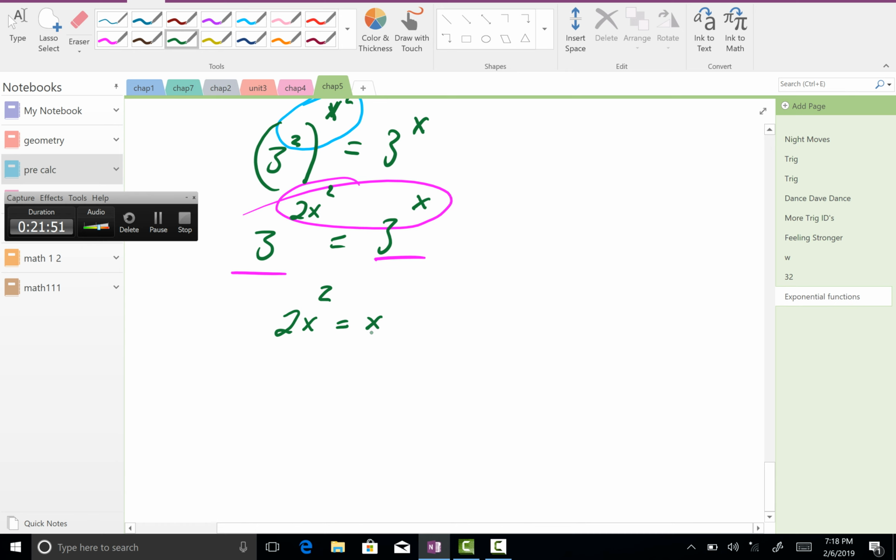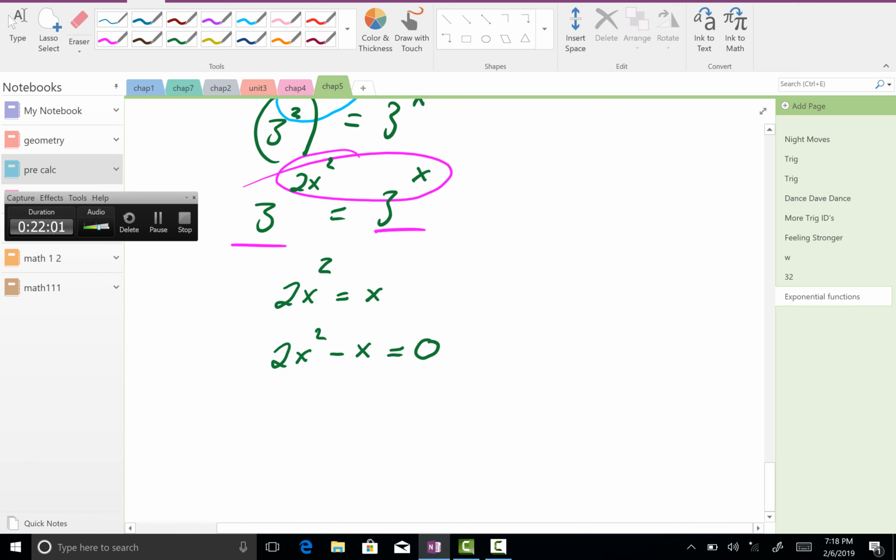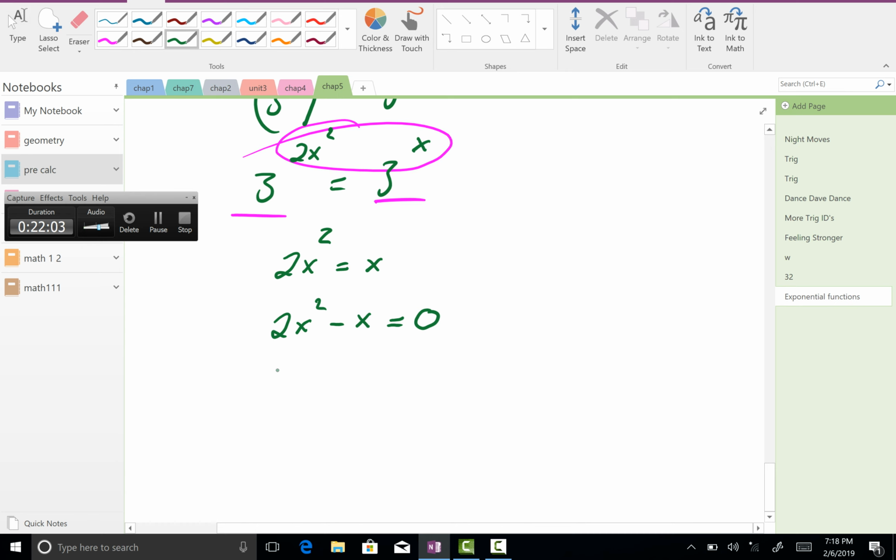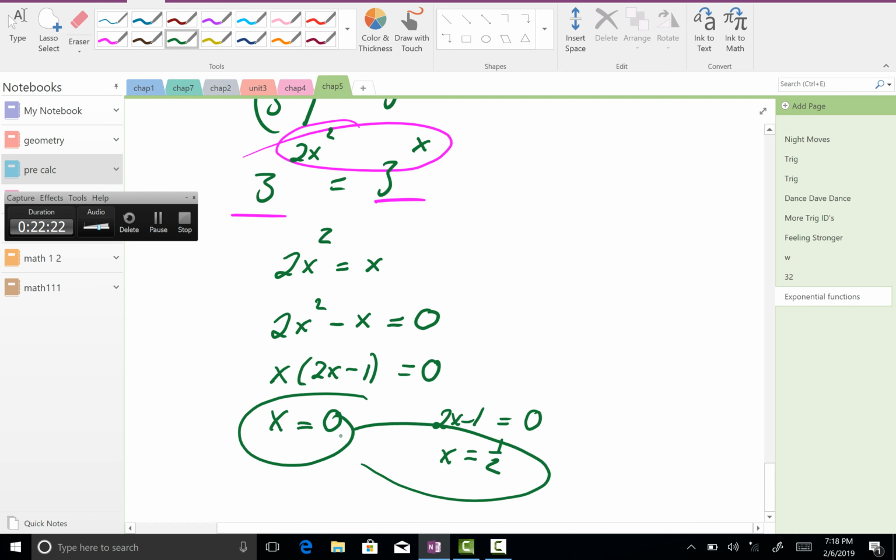Okay, it's a quadratic, so I'm just going to automatically set it equal to 0, because that's how you solve a quadratic. And then the easiest thing here to do would just be to factor it. So I think I'll take an x out of this. And there's one answer. And the other one would be if we set this equal to 0. And we get 1/2. So there's my answers. Okay.